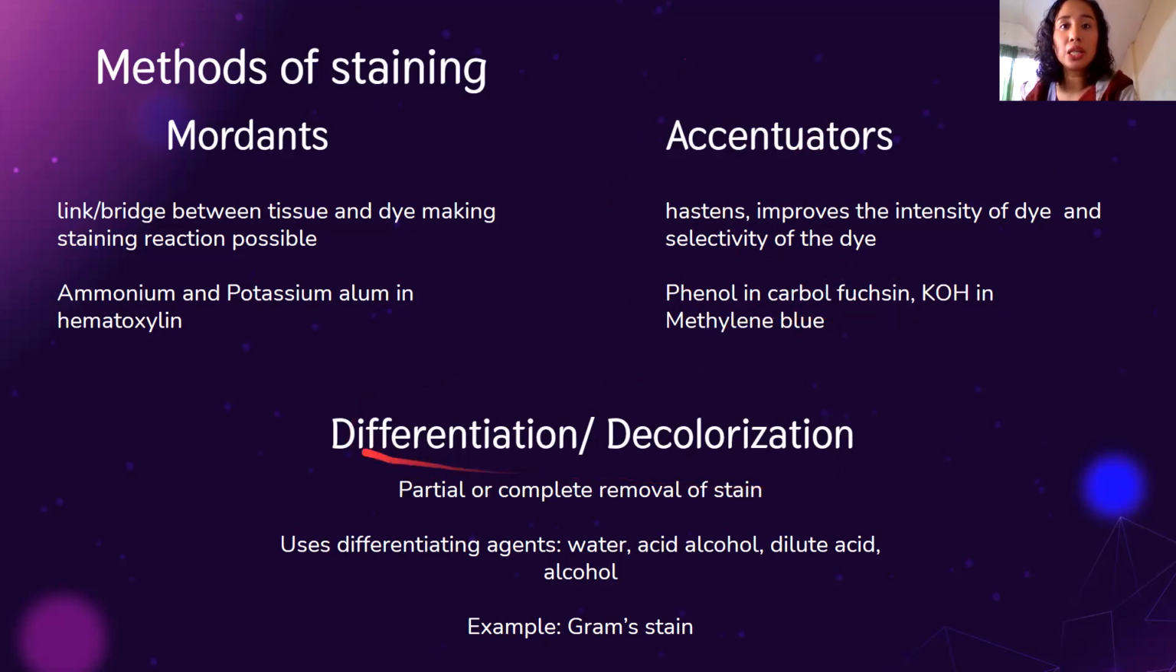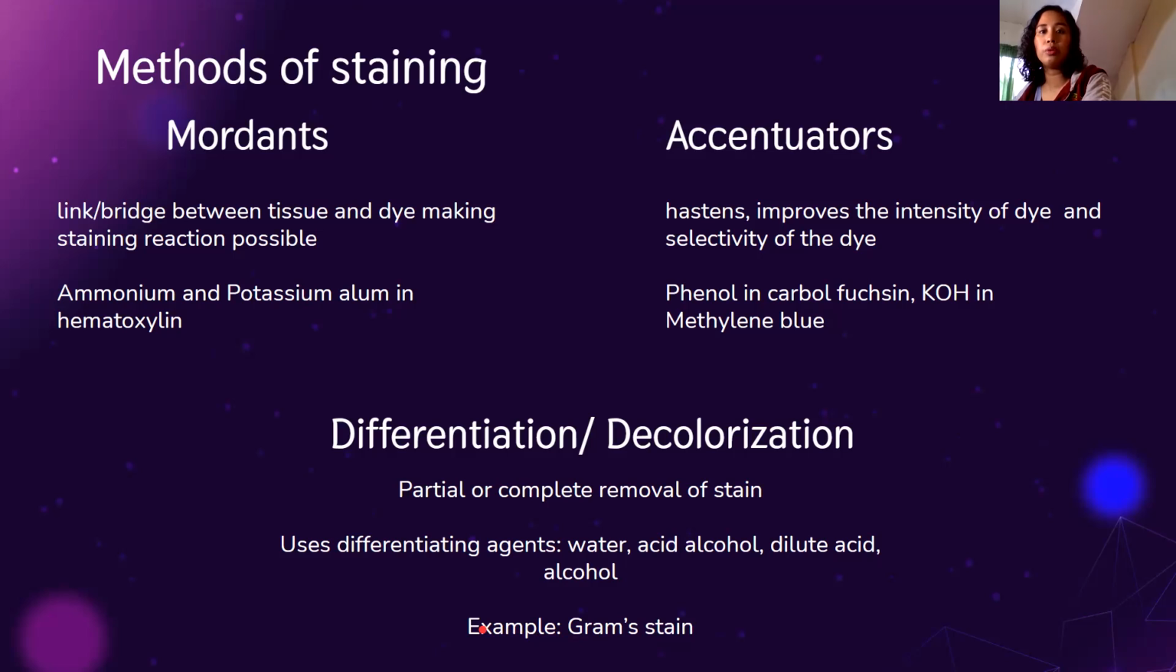Also, we have differentiation or decolorization. Differentiation and decolorization use differentiating agents or decolorizers, which partially or completely remove the excess stain. Sometimes there is overstaining, guys, and to reduce or completely remove the stain, we could use water, acid alcohol, dilute acid, and alcohol. Usually acid alcohol. In gram stain, alcohol was used. Acid alcohol is also possible.